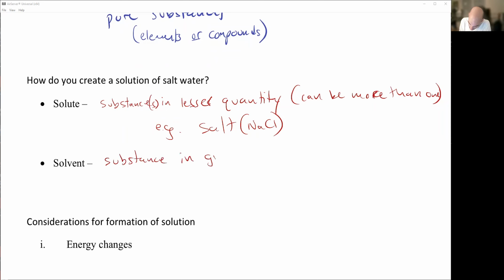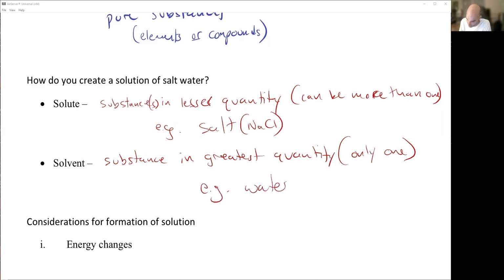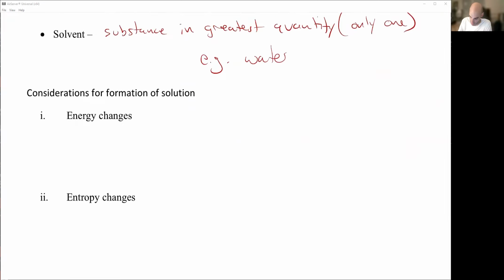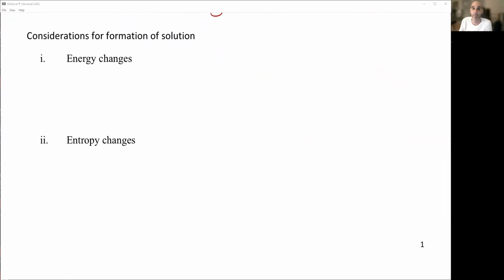The solvent is the substance in greatest quantity, and there can only be one of these. There's only one solvent. It's the thing that does the dissolving, or the thing that's in greater quantity. In our example of salt water, it is the water. Easy enough. Solutions can come in many forms. We're not just limited to aqueous solutions. We can also have gases; air, for example, is a solution. So we have to recognize that as well.